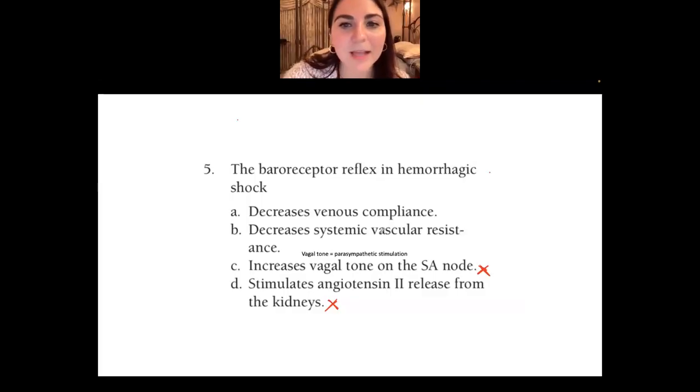But anyway, the last one: if I'm trying to increase blood pressure, I would want to increase systemic vascular resistance. I would want to do anything that's going to increase my blood pressure. So the answer to this one is decreases venous compliance. It's basically going to cause venoconstriction. Make sense?